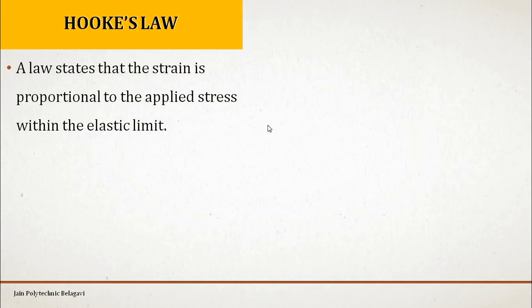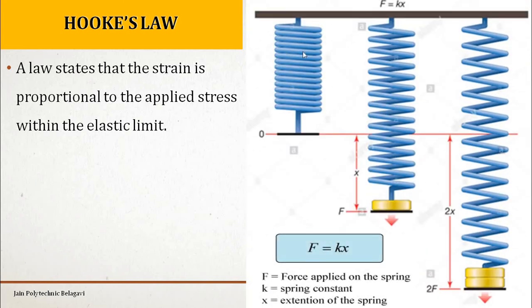Hooke's law states that stress is proportional to strain within the elastic limit, or it is said here as strain is proportional to the applied stress. I said stress is proportional to strain, here it is said strain is proportional to stress within the elastic limit. So you may find out there is an example taken. There is a spring with its original dimension, and this is the neutral line, said to be 0.